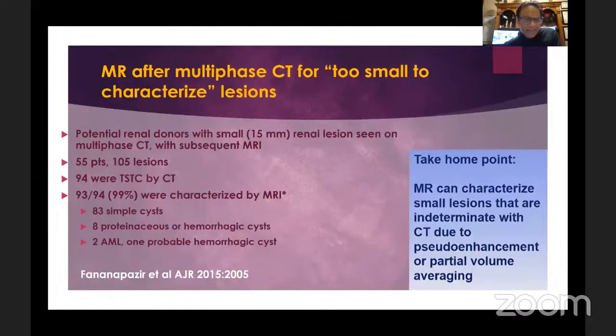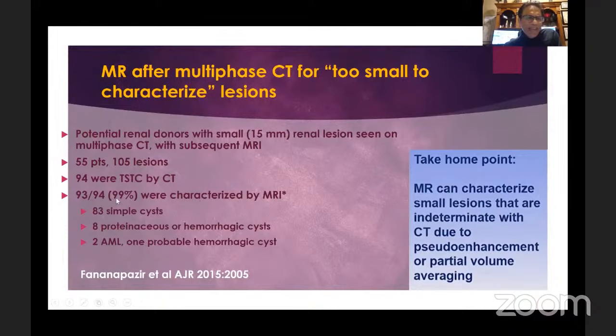There was a study done for potential renal donors, which is very important because we don't want to transplant any kidneys with renal lesions. There were 105 lesions with an average size of 1.5 centimeters in 94 patients, and all these patients had a CT scan with subsequent MRI. On CT scan, 94 of these 105 lesions were TSTC, that is, too small to characterize by CT.